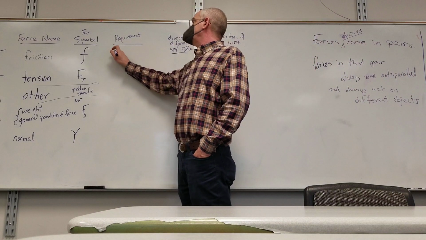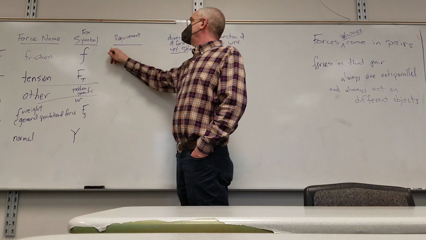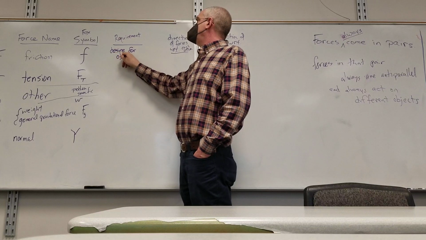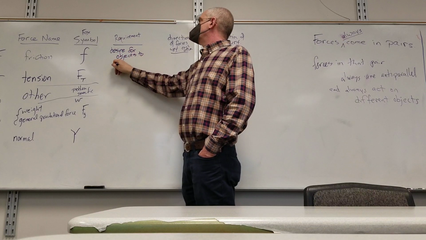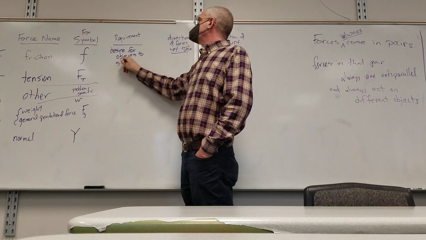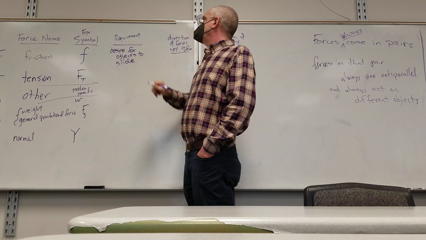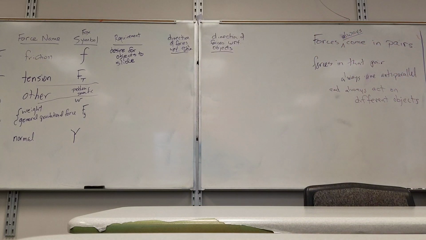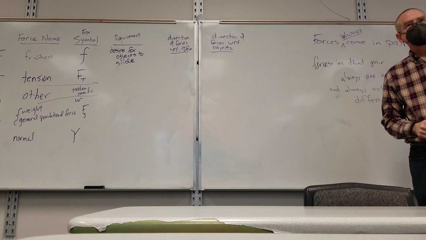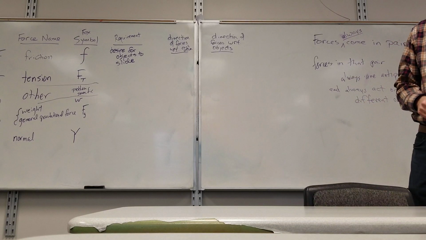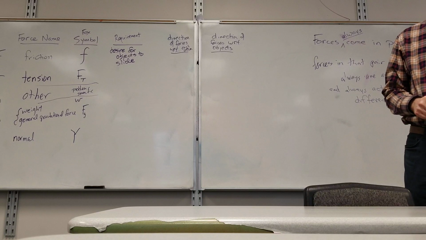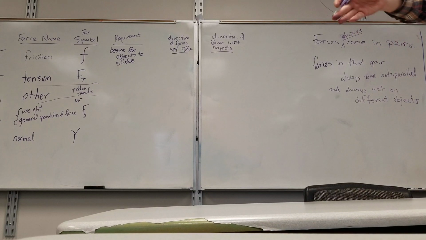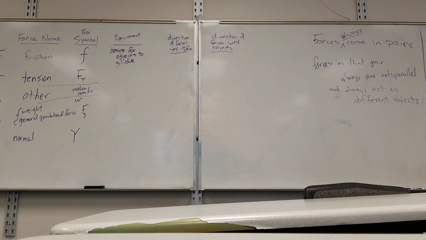Friction, the requirement is desire for objects to slide. If this table is perfectly level, there's no friction between this bottle and the table because there's no desire for this thing to move one way or the other. If I tilt it, this thing now wants to slide down the ramp, so now there's friction involved.